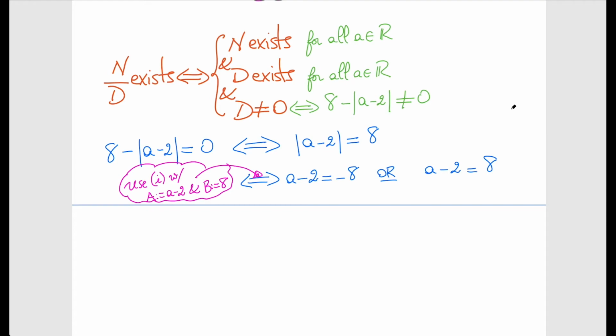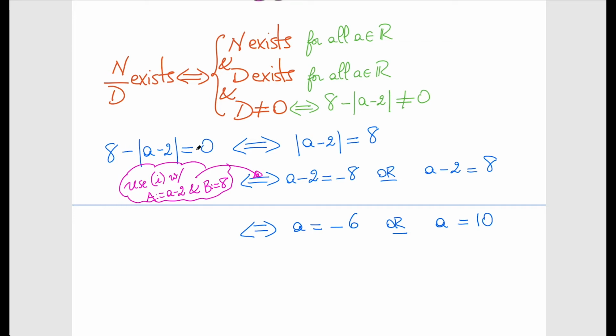So we can easily handle it. The first one, if you add 2 to both sides, you get that a is equal to minus 8 plus 2, so minus 6. Or, for the other one, you add 2 to both sides, so a is 10, right? So either a is negative 6 or a is 10, and the solutions here, which are minus 6 and 10, are exactly the solutions of this equation.